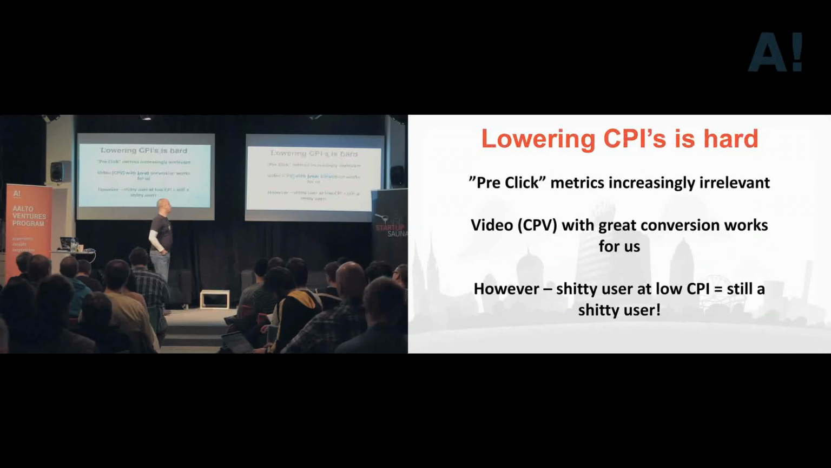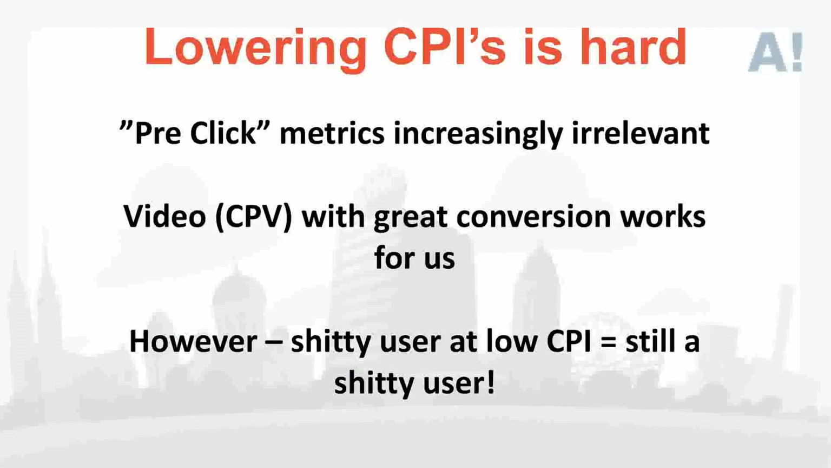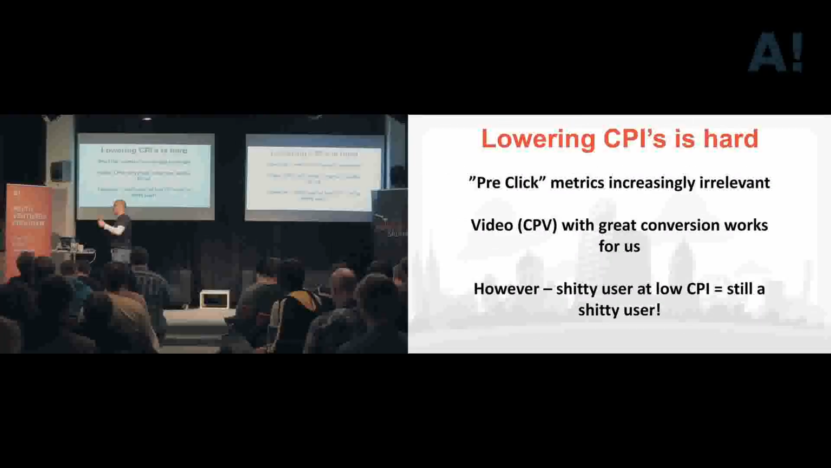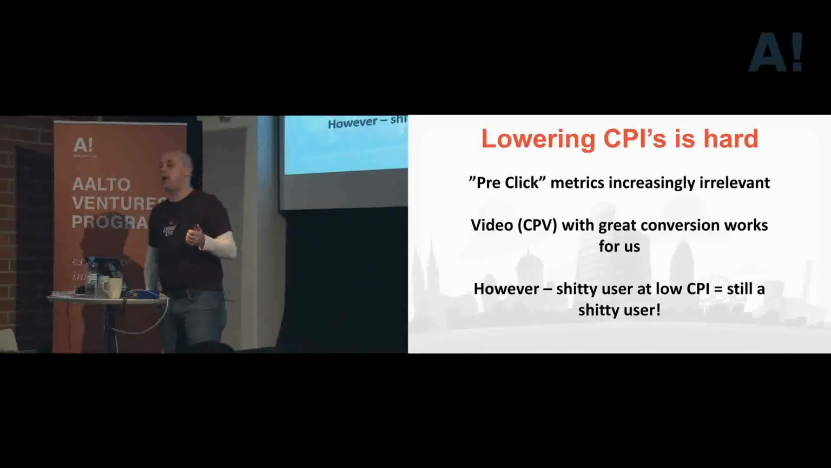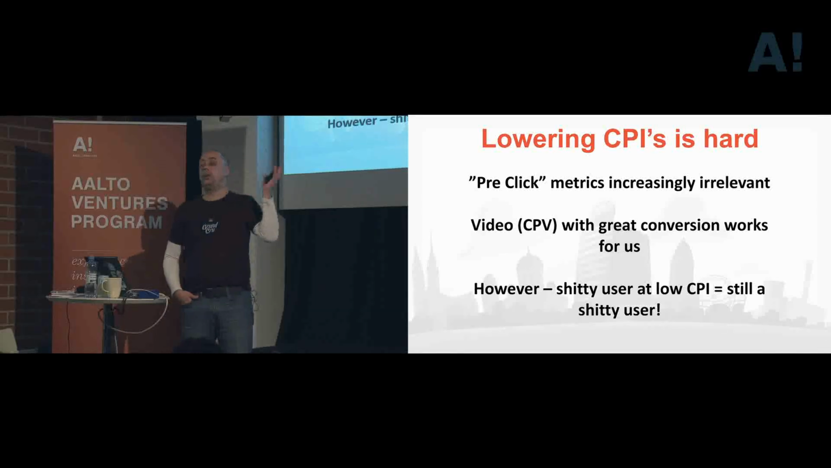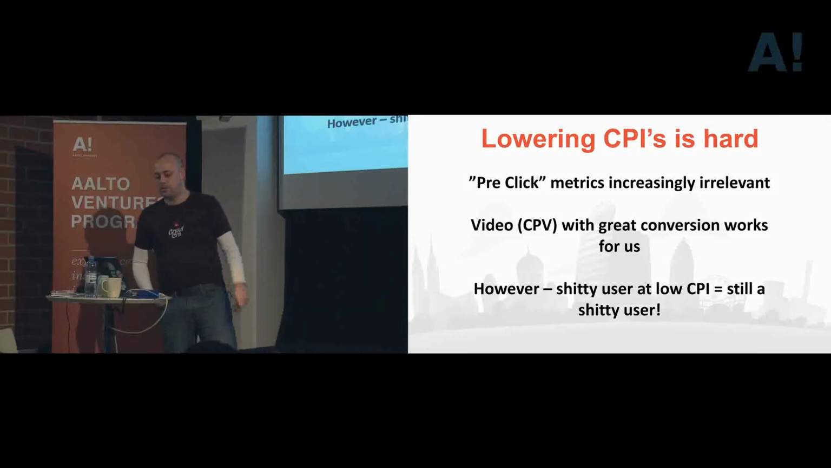Okay, back to the boring stuff, CPIs. Again, this is a little bit of a summary, and like I warned you before, I've been jumping all over the place. But pre-click metrics are becoming virtually irrelevant: what happens before a user installs your game, how often your ad is seen. I haven't cared about conversion rates for ads for a year and a half, actually longer. It really doesn't matter to me anymore.